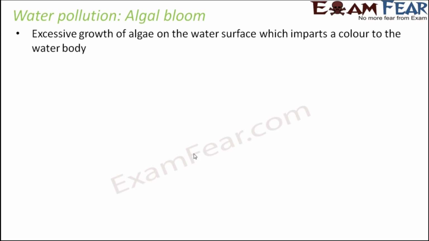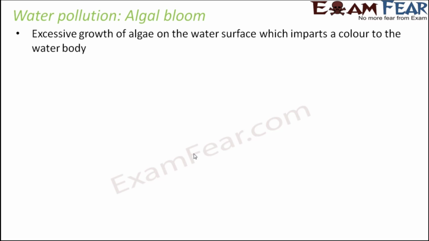Now, when we talk about water pollution, algal bloom is something which needs attention. So what is algal bloom? It is excessive growth of algae on the water surface which imparts a color to the water body. Now, have you ever seen a green layer of grass-like structure on the surface of a pond or a lake? I think this is a common scenario in a lot of places. So just try to observe this.